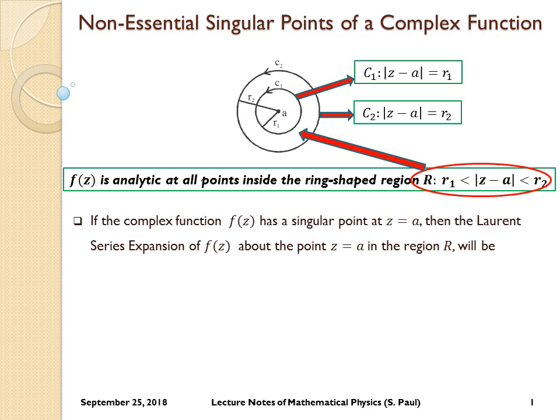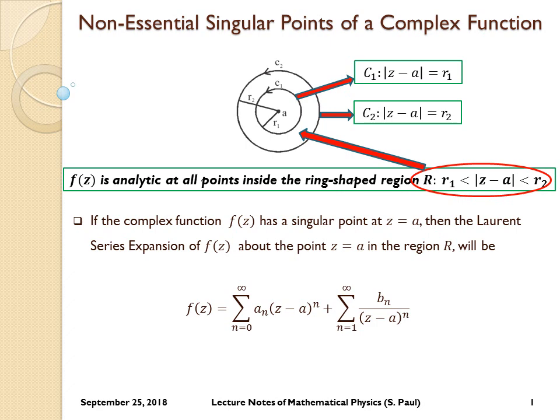So now if the complex function f of z has a singular point at z equal to a, then the general form of the Laurent series expansion of the function about the point z equal to a in the ring-shaped region capital R will be this. As you can see, the Laurent series expansion of the function about z equal to a contains positive integer powers of z minus a as well as negative integer powers of z minus a.